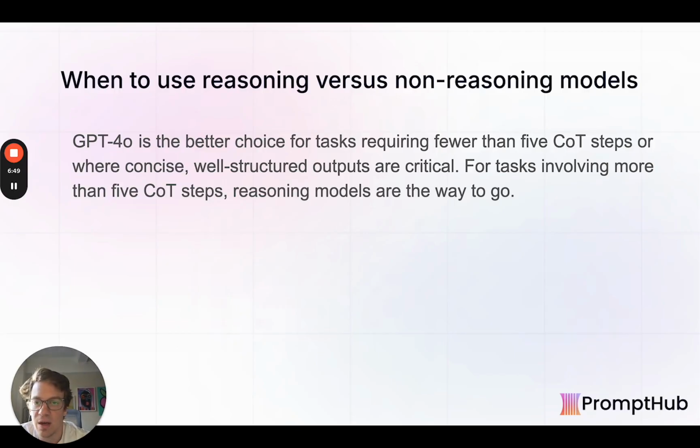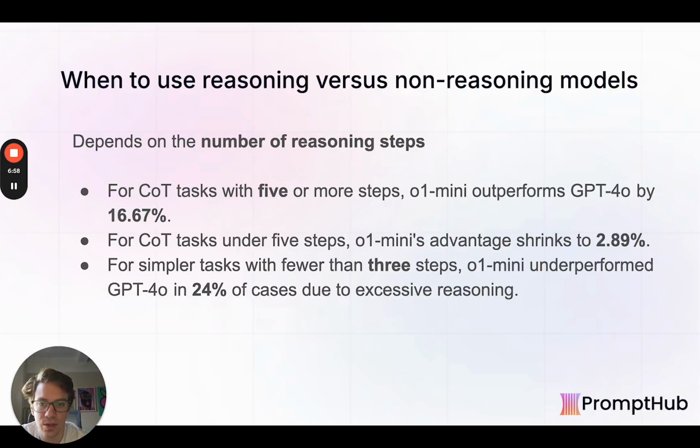Moving on now, we'll talk about when to use reasoning versus non-reasoning. That first paper we covered put together a pretty good framework for this because it specifically tested for it. It really comes down to the number of reasoning steps. For tasks that have 5 or more reasoning steps, O1 Mini outperformed GPT-4o by 16%. It was, again, on this code generation task, I believe. And when it was under 5 steps, that delta got much smaller, like 2.89%.